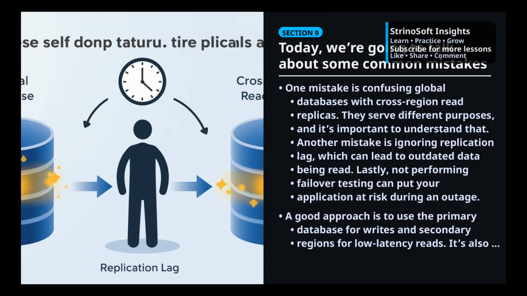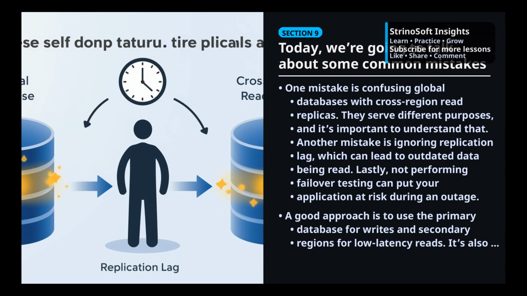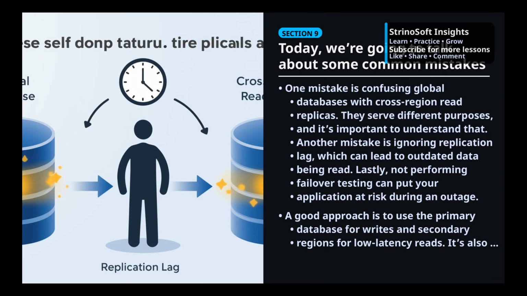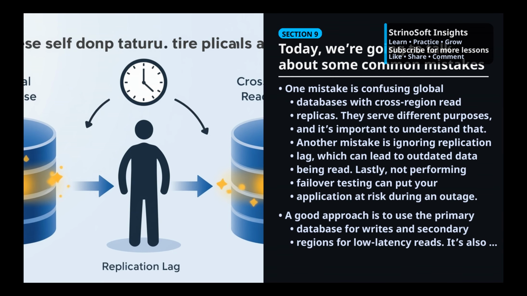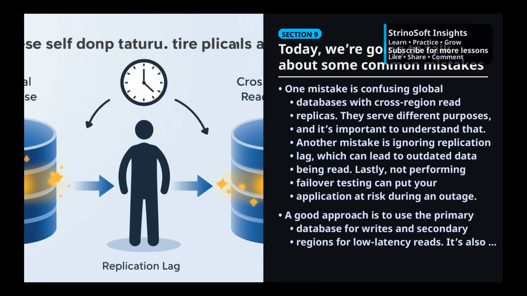One mistake is confusing global databases with cross-region read replicas. They serve different purposes, and it's important to understand that. Another mistake is ignoring replication lag, which can lead to outdated data being read. Lastly, not performing failover testing can put your application at risk during an outage.